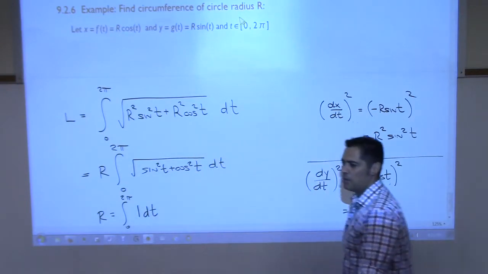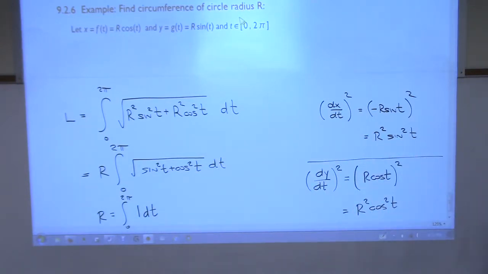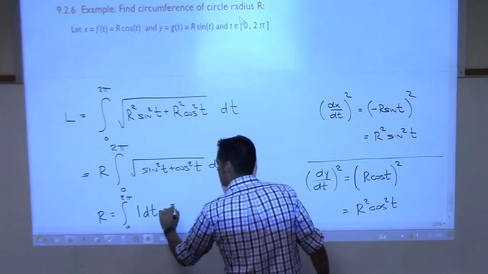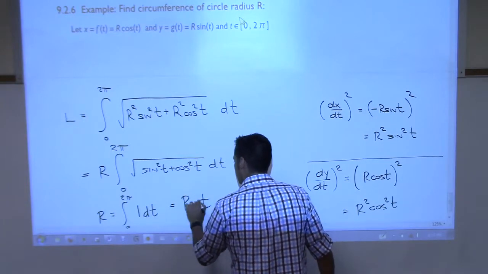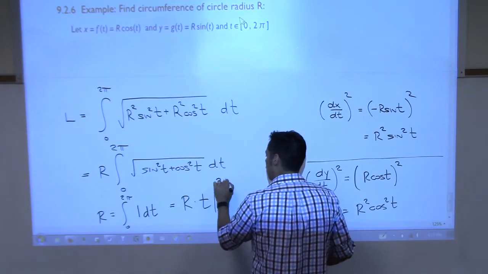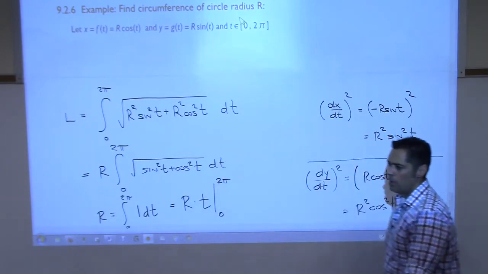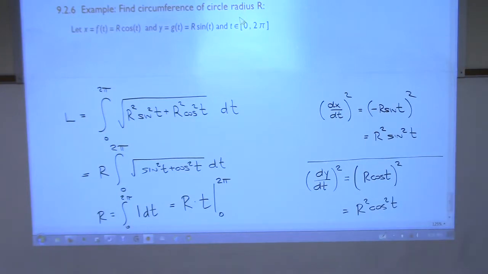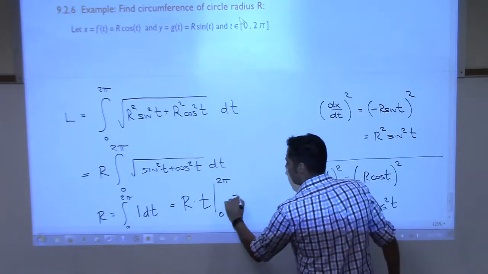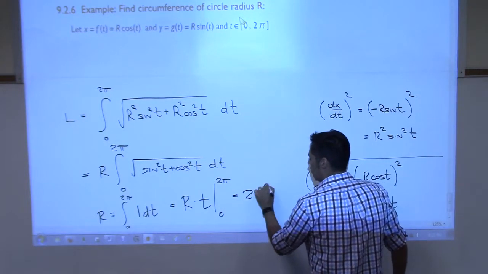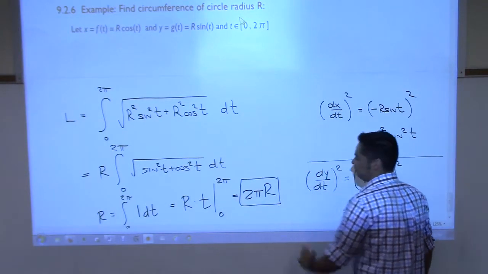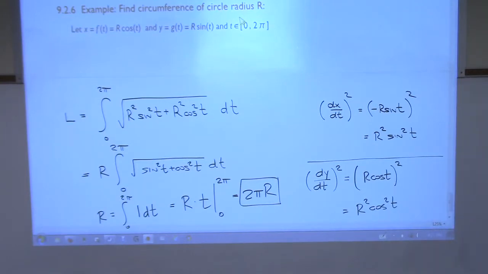We're ready for an antiderivative. What's the antiderivative of 1? T. So this is just capital R times t evaluated 0 to 2 pi. Plug in 2 pi for t, and what do you get? 2 pi r. Plug in 0, what do you get? 0. Your answer is 2 pi r. It's pretty awesome.